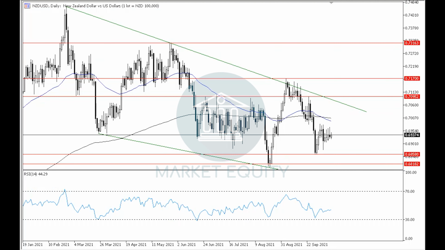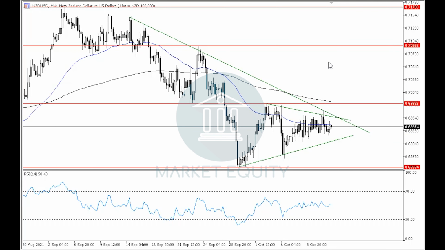the overall sideways movement in the daily time frame, and recently we can see that after forming a new higher low than the previous one, which was around level 0.6860, the pair started moving in a sideways movement which took the shape of a symmetrical triangle in the 4-hour time frame. And as we know, the symmetrical triangle is meant to continue the trend.